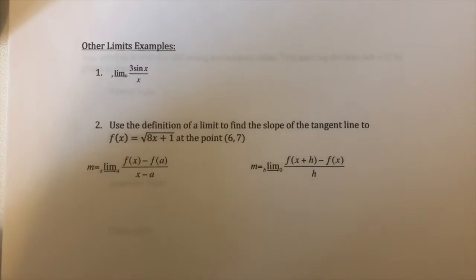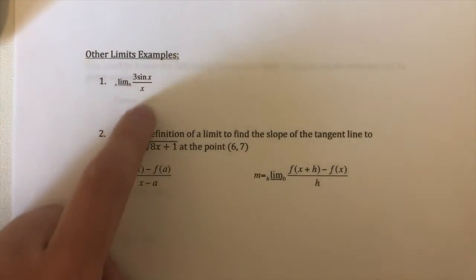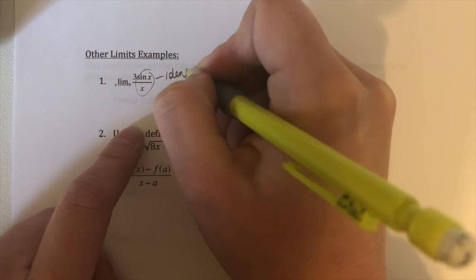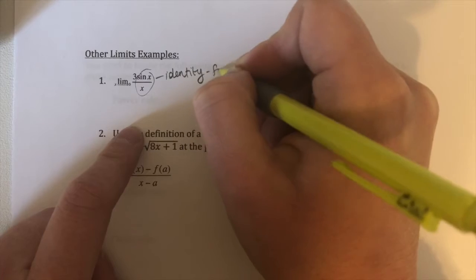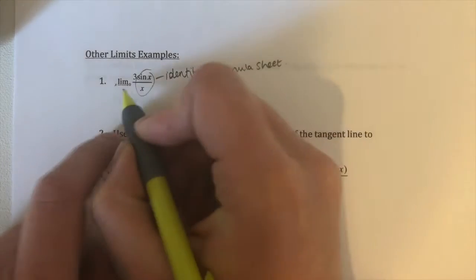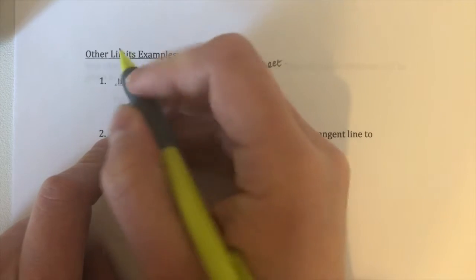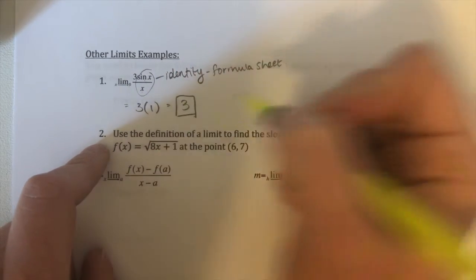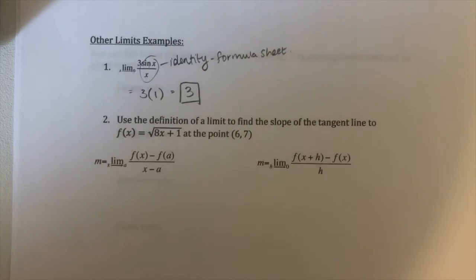Okay. Other limit examples, remember that this guy is an identity. It's on your formula sheet, and its value is 1. So as x approaches 0, sine x over x is always going to give you 1. So this is going to be 3 times 1, so 3.